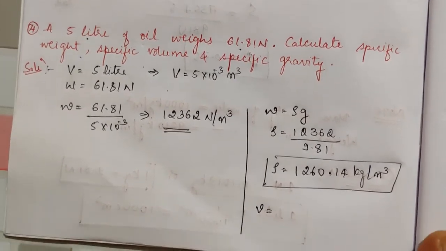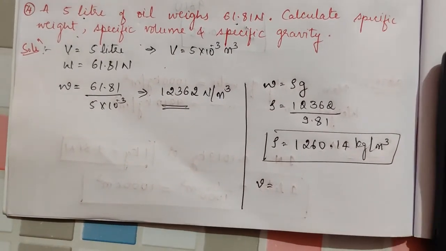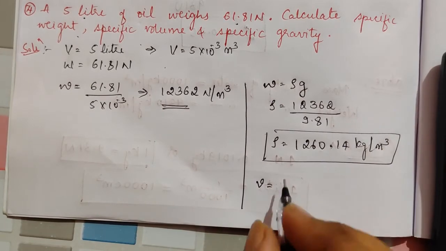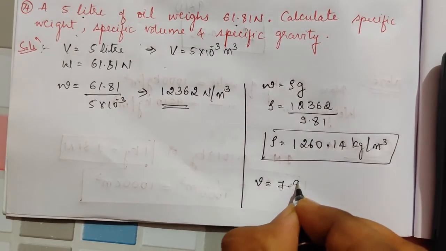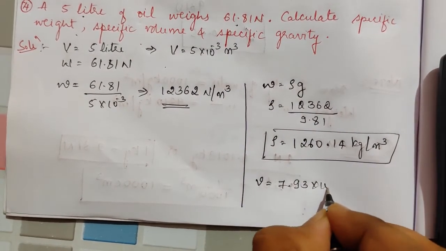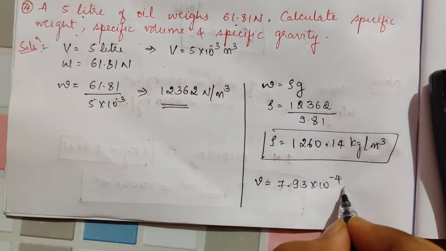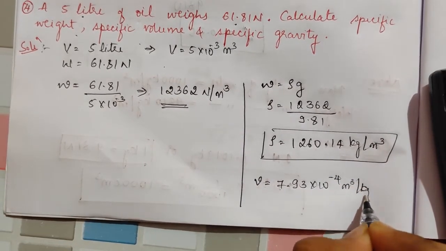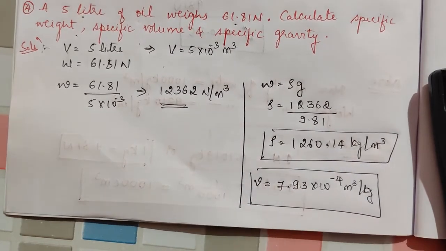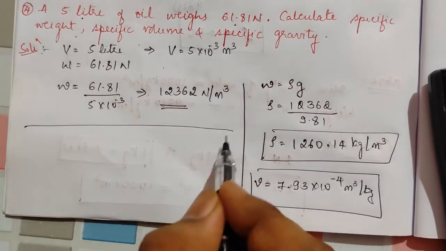Then volume will be what? Specific volume, reciprocal of that, 7.93 10 power minus 4 meter cube per kg. So specific volume is also found out.